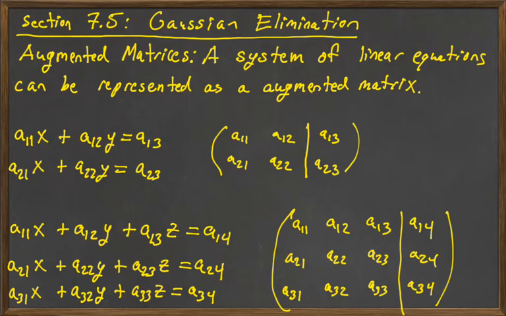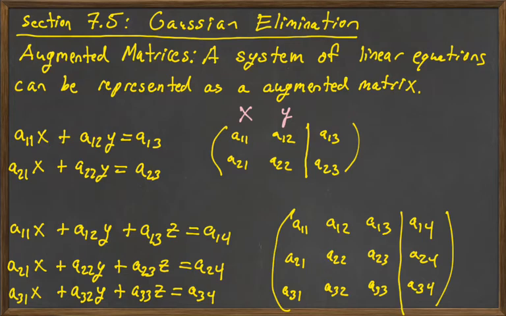So for example, we have a system of two equations and two unknowns, a11x plus a12y equals a13. And then the second equation, a21x plus a22y equals a23. And so all the a's there are just coefficients. So as an augmented matrix, basically we drop all the variables, and then instead of an equal sign, we have this kind of vertical line here. And then we have a column for x, a column for y.